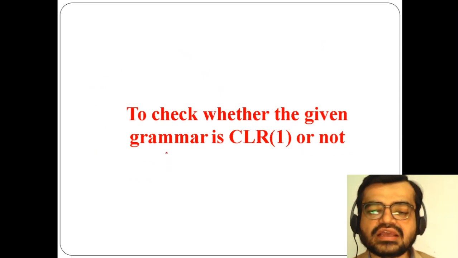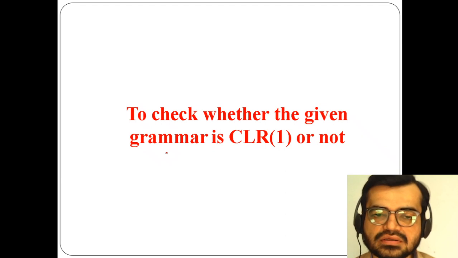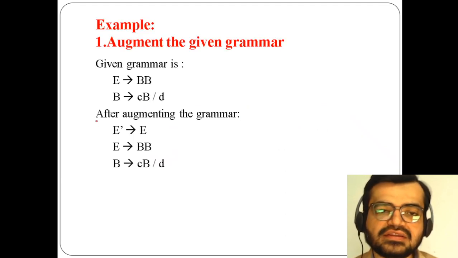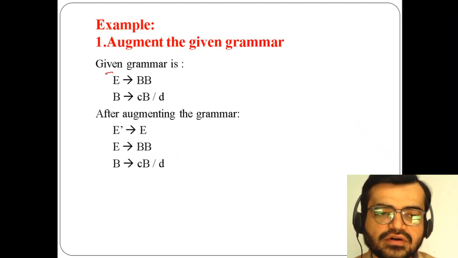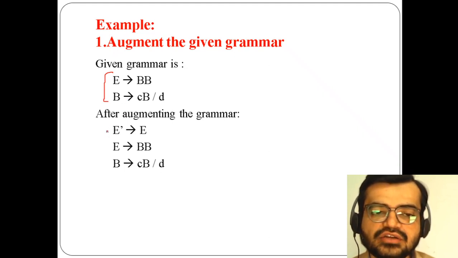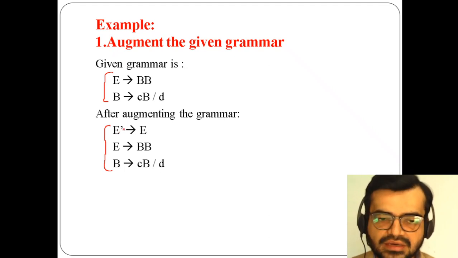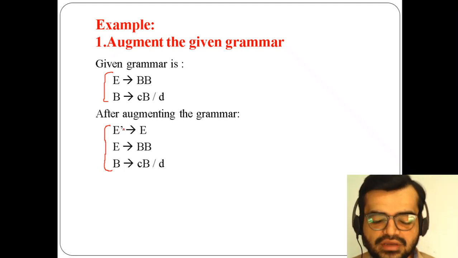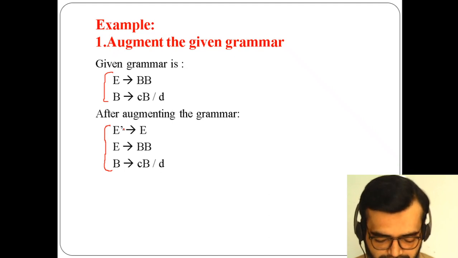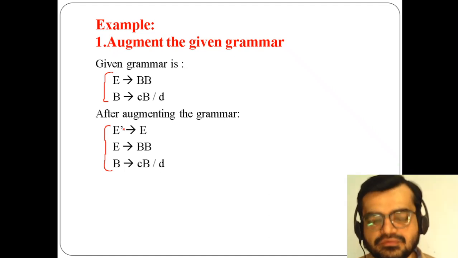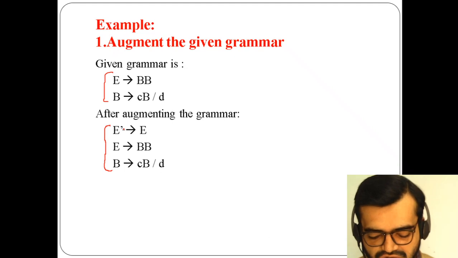Now we need to take a grammar and verify whether the given grammar is CLR(1) or not. For example, this is my given grammar, and for this the very first step is I need to augment the given grammar. So here I have augmented the grammar by taking a separate new start symbol called E dash. So in this first step, we have performed augmentation of grammar.